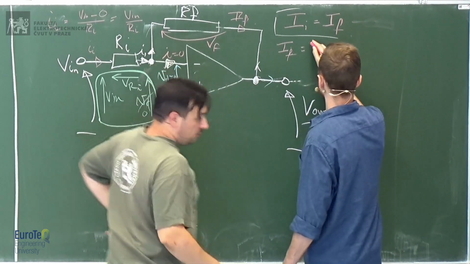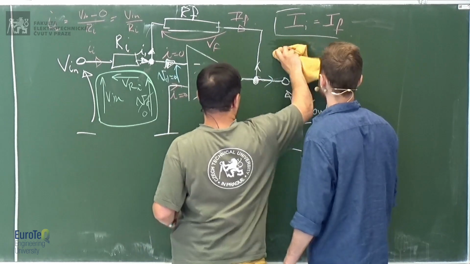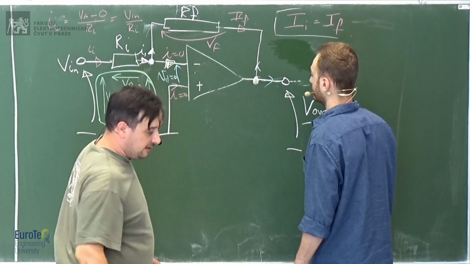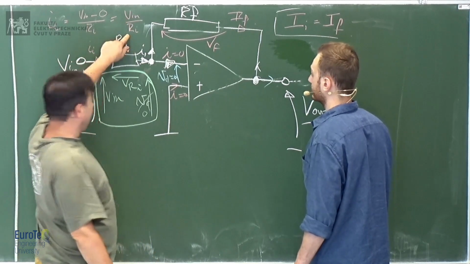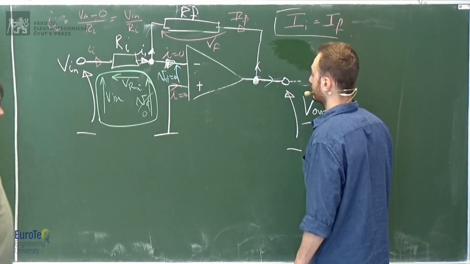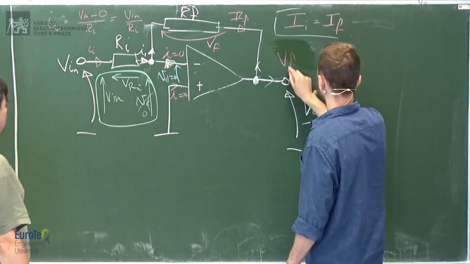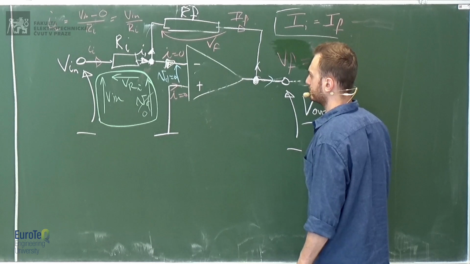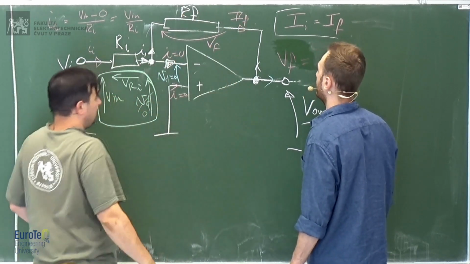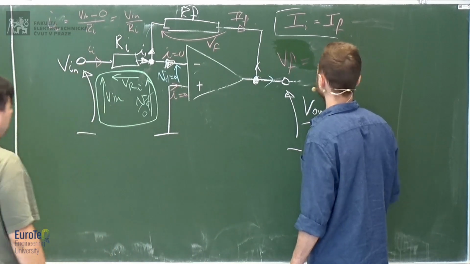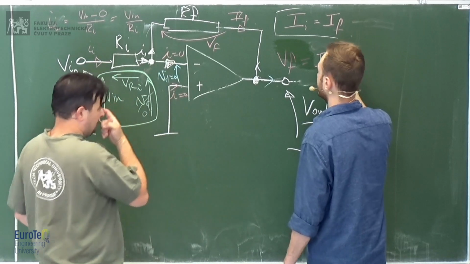You know, IF, because it's the same as II, and II is V in divided by RI. So, tell me, VF equal to? RF times IF. You have a current flowing through a resistor, II, multiplied by RF.